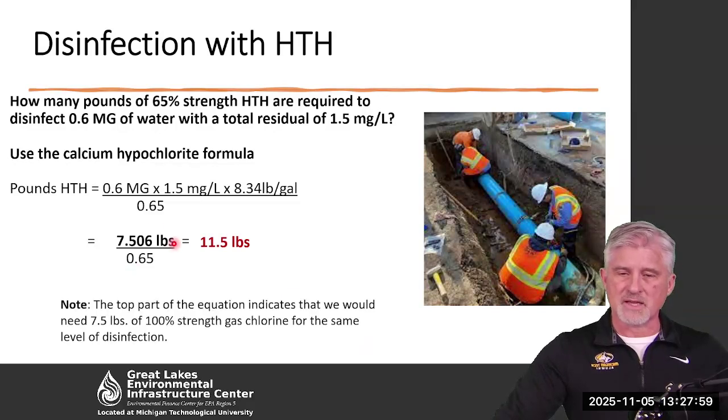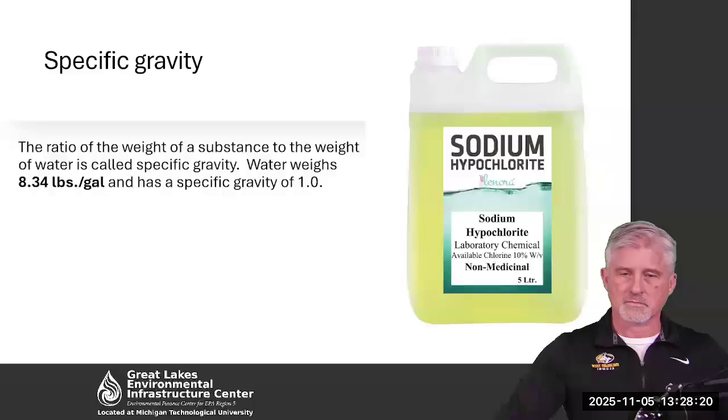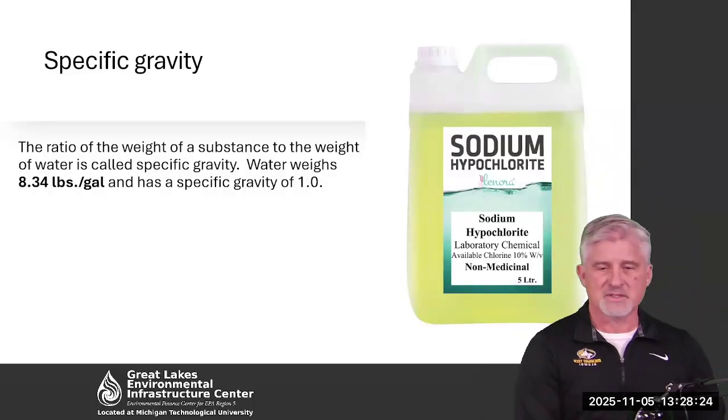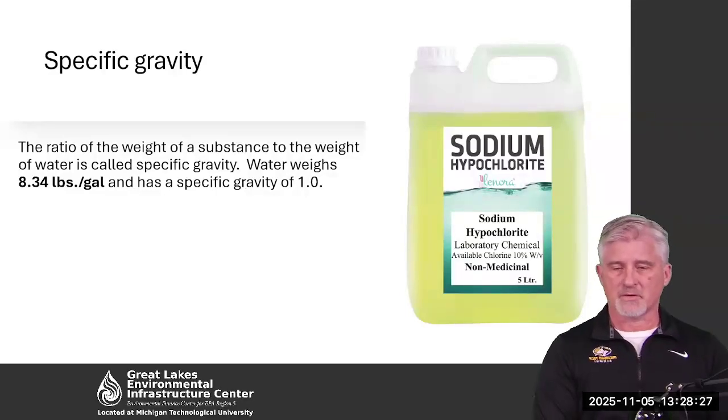You'll note this top part, the 7.506 pounds, is how much we would need if we had gas chlorine. Because it's not 100% available like it is with gas, it's only 65% available, we need more pounds of it to make up for the difference in strength. So now we're going to go from the solid. We've covered gas, we've covered solid. Now we're going to talk about liquid.